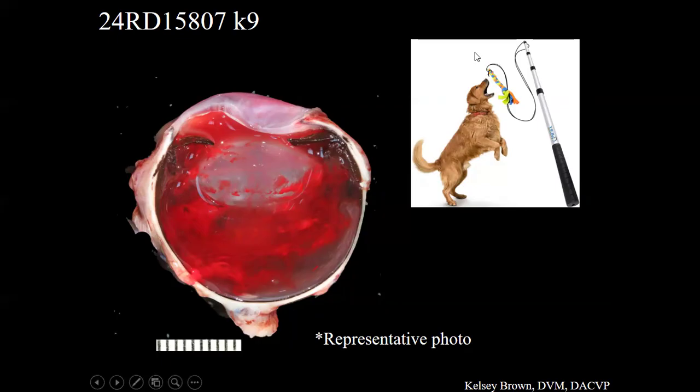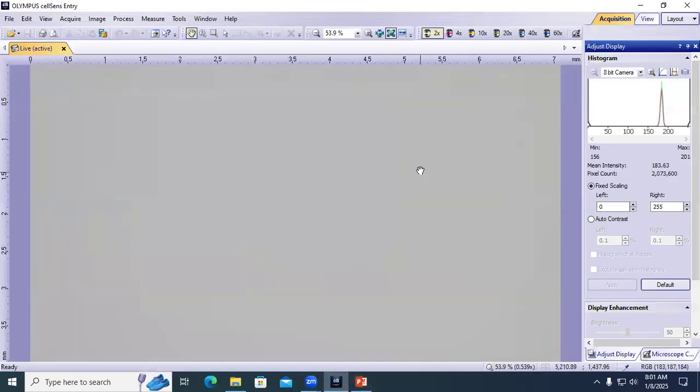So I provided a picture of the potential bungee toy. I mostly picked this one just because of how not to scale it is. It's kind of funny to look at. And then we did not take a photo of the globe. Really, we just saw a bunch of hemorrhage in the globe, so I just chose a representative photo to depict that. All right, so we will go ahead and switch to the histology for this globe.